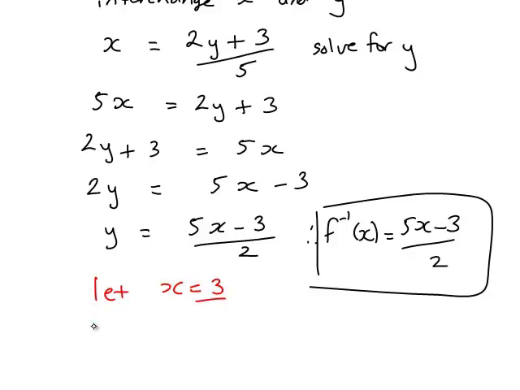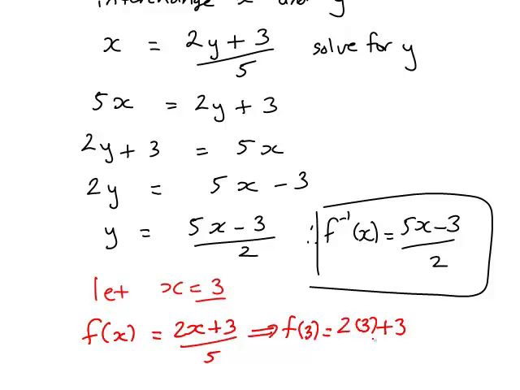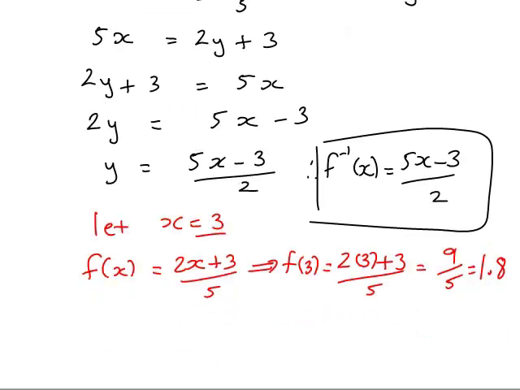Since our original function was f of x equals (2x plus 3) divided by 5, f of 3 is going to be (2 times 3 plus 3) divided by 5. That works out to be 6 plus 3 on 5, which is 9/5, or 1.8. So if we put that value into f inverse of x, which is (5x minus 3) divided by 2, f inverse of 1.8 should be equal to 3, going back the other way. Let's see if this is in fact the case.